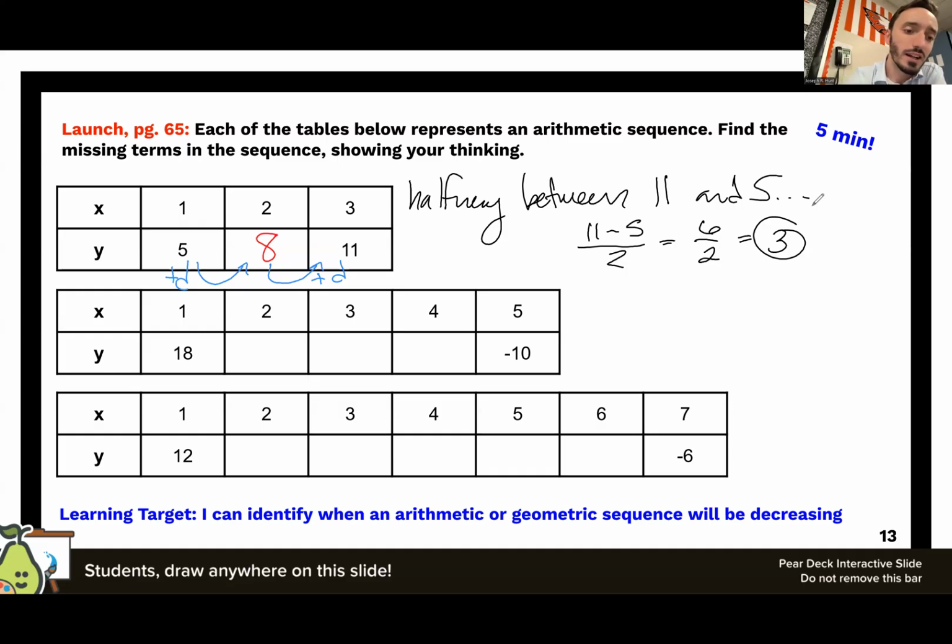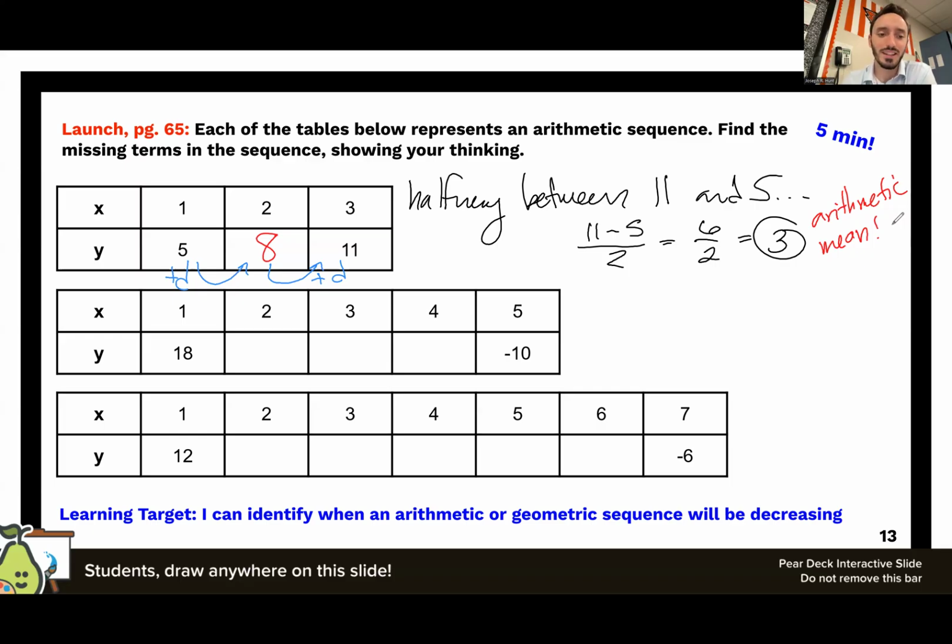If you're thinking about this kind of strategy, where you're thinking about the halfway point, it involves something called the arithmetic mean between two numbers. You're essentially averaging those two numbers to find what's caught in the middle. And that's a good way to approach it.